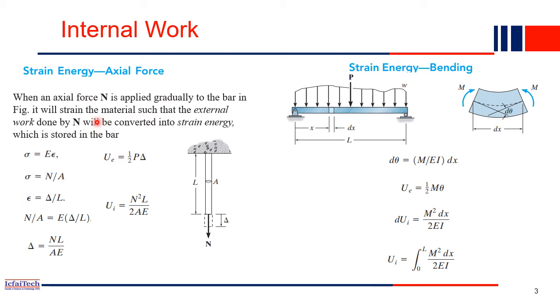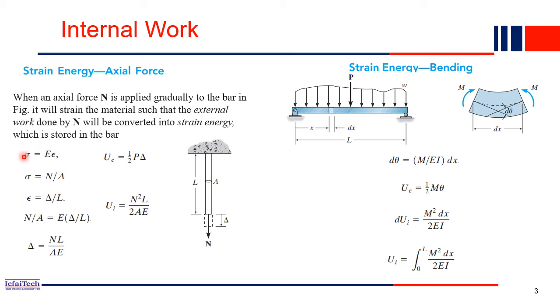So the external work done by N will convert into the strain energy, which is stored in the bar. The external work is N into delta. The total external work done will be stored inside the material as strain energy.